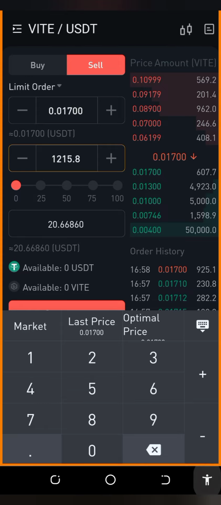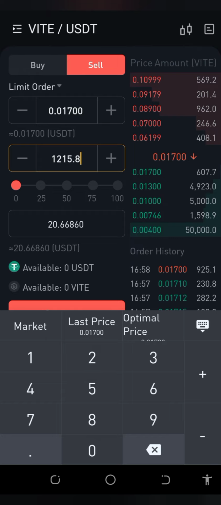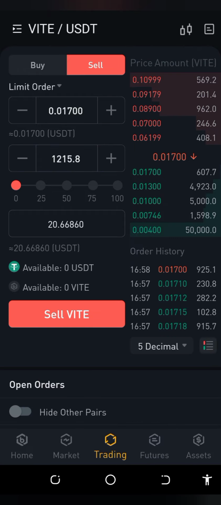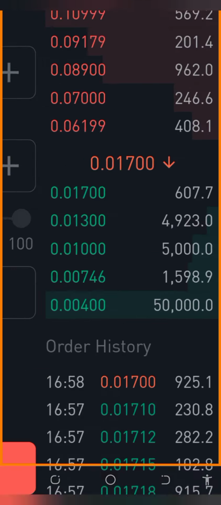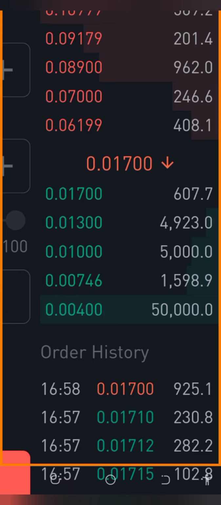Anytime you're coming to do an inter-exchange arbitrage, you must always check out the liquidity. Check out the order book, right? Now, if you look at the order book, we can see that in the buy section, somebody wants to buy 607 VITE at the rate of 0.01700. Then the person beneath wants to buy 4,923 pieces of VITE for 0.01300. Now, can you see the huge range?